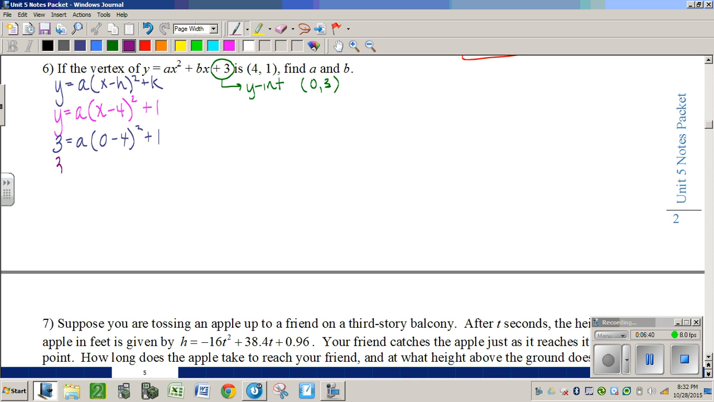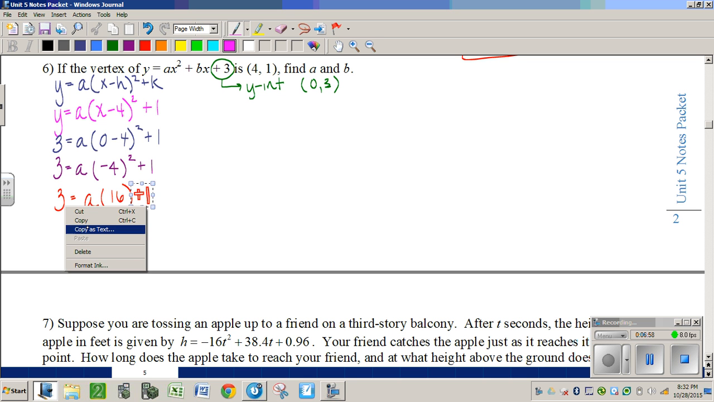Alright, I'm going to simplify some of this. So this is going to turn out to be negative 4. Don't forget when you're squaring a negative, you should come out with a positive. This is going to be 16. Now in order to solve for a, we're going to subtract 1 from both sides. So this gives me 2 equals 16a, and after dividing by 16, I'm going to have an a value of 1/8. So I got my a value of 1/8, and I have my c value of 3, which came with my formula. Now I need to find my b value.